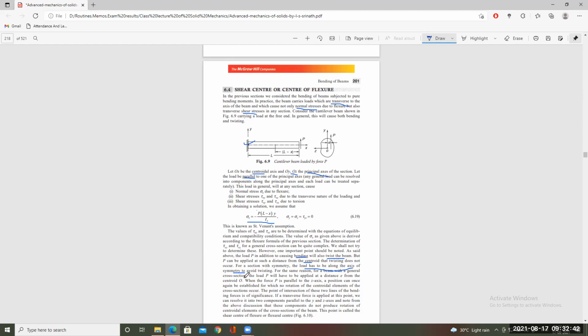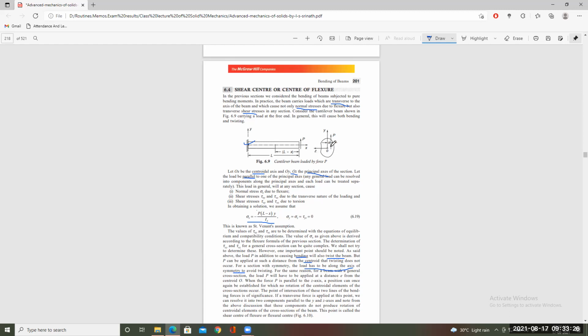Here we are applying the load near the centroid, with the idea that the distance from the centroid is negligible, although e is not that high, so it is not twisting itself. When the load is applied parallel to the Z-axis, or when a load is applied along it like this, what will happen? The position can again be established for which no rotation of centroidal elements of the cross-section occurs. So for centroidal elements, there is no rotation, which means there should not be any twist of the beam.